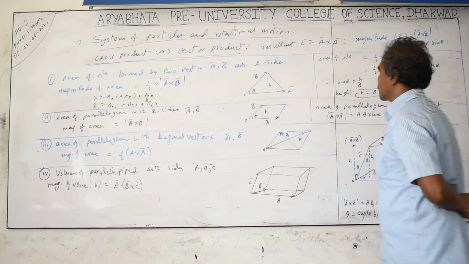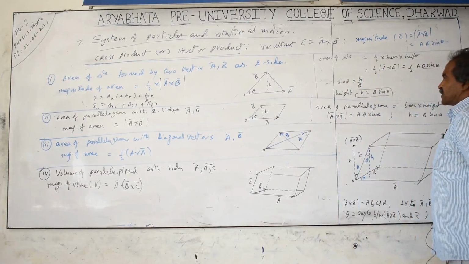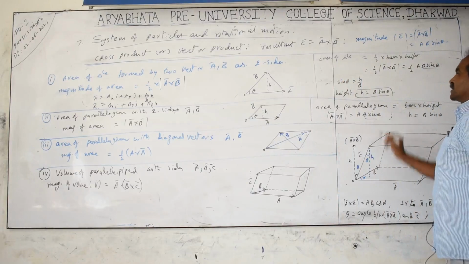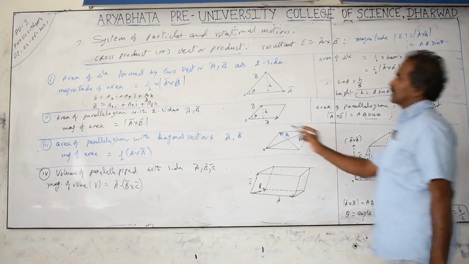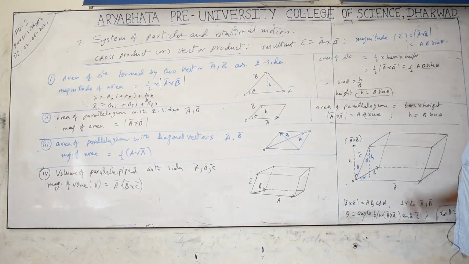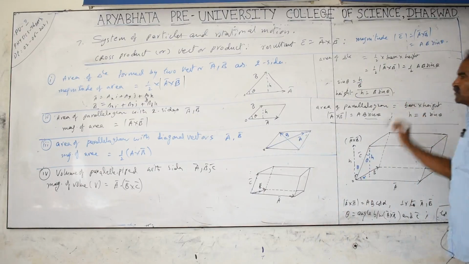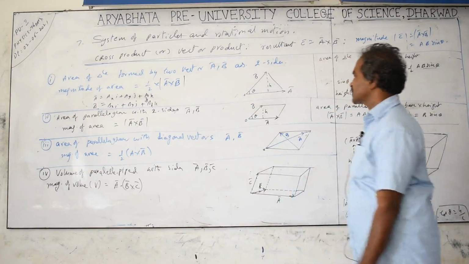Area of the parallelogram is nothing but the magnitude of A cross B, that means AB sin theta. B sin theta in terms of h is nothing but one vector's base into height; we do not need the half for this parallelogram. h is equal to B sin theta, same as before. Next is the area of the parallelogram with diagonal vectors. This is a rarely asked question for competitive exams.